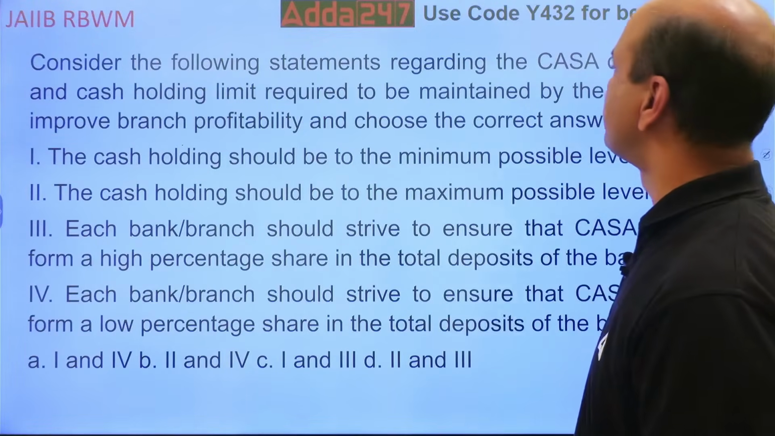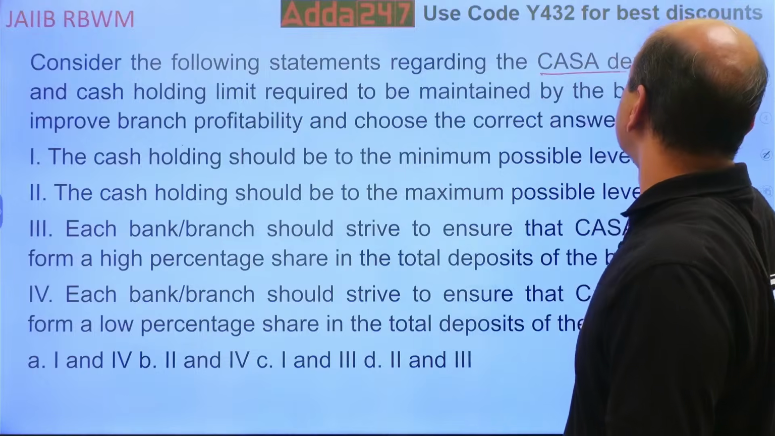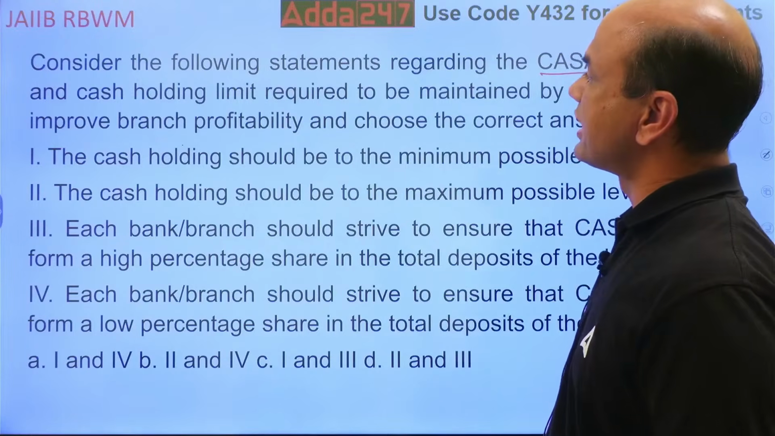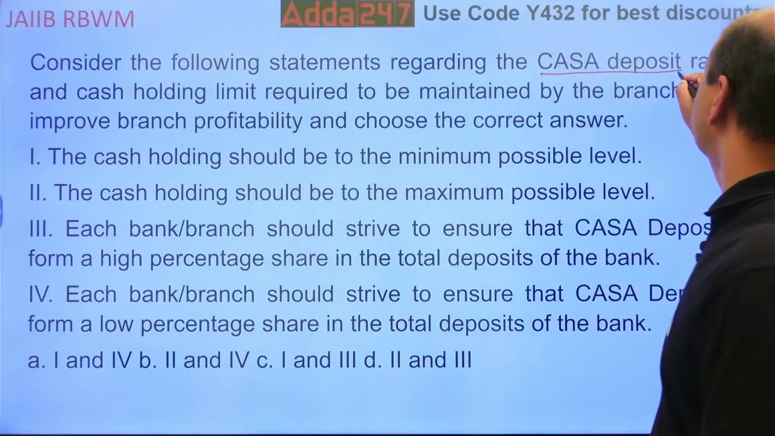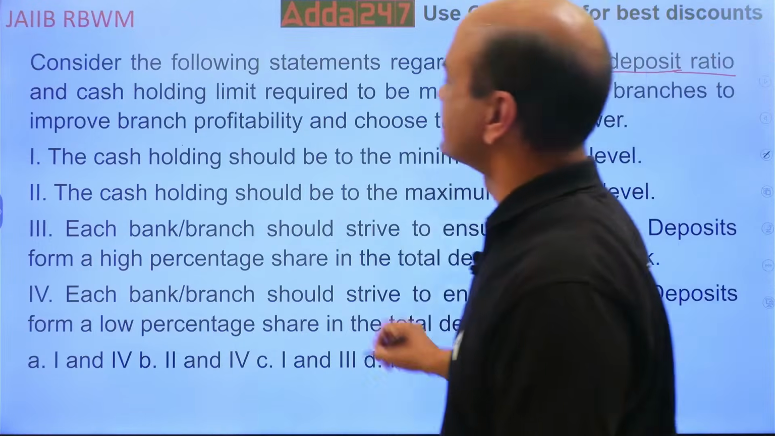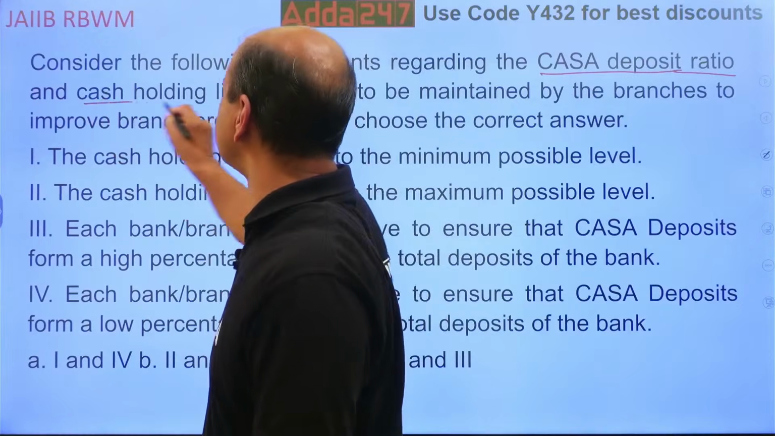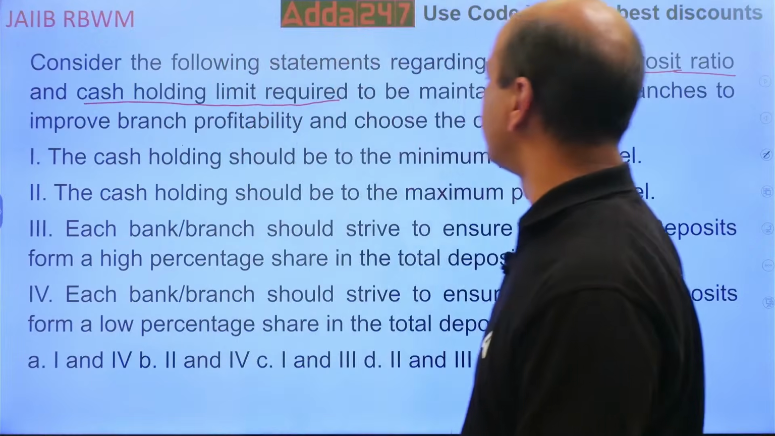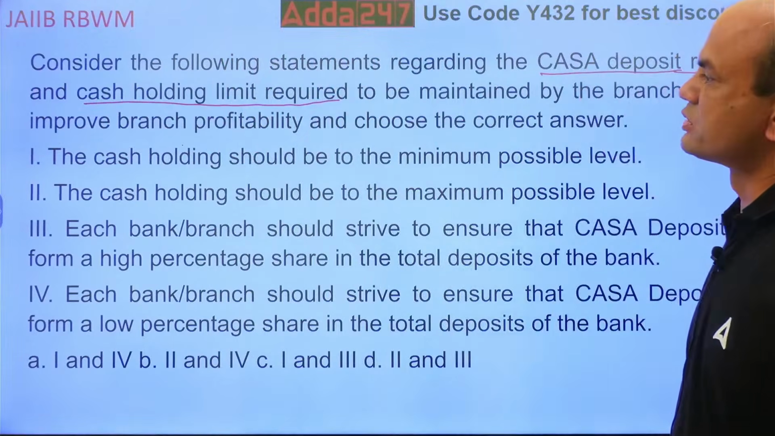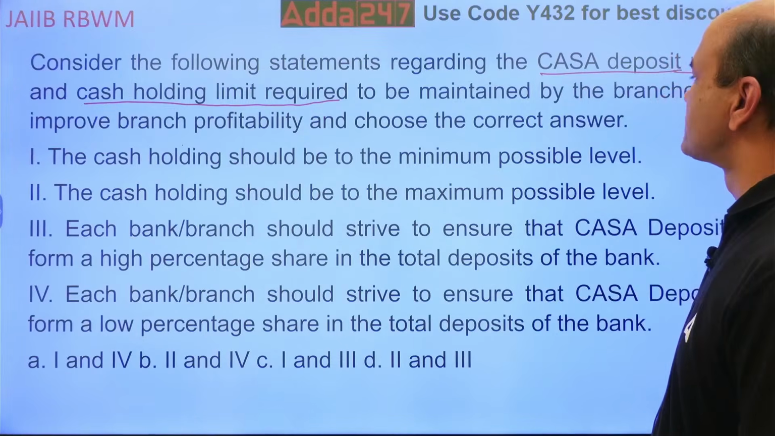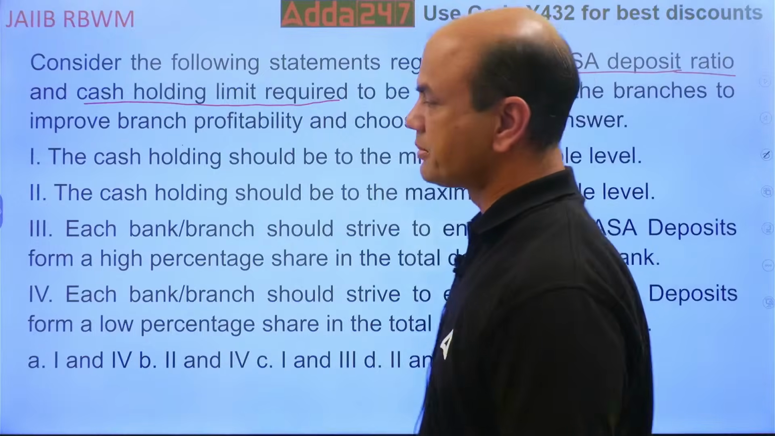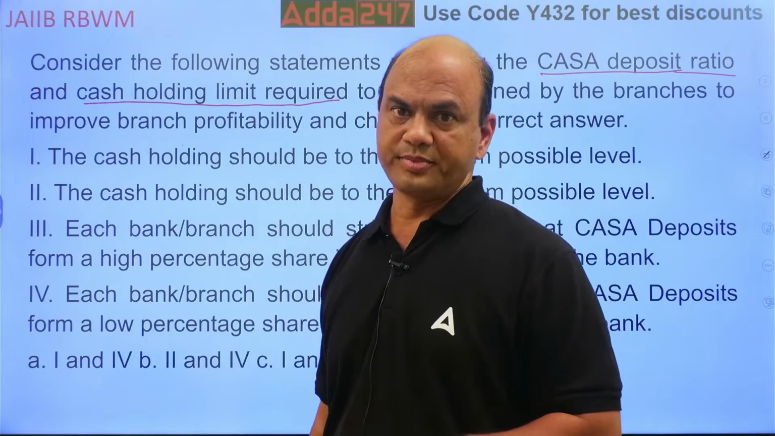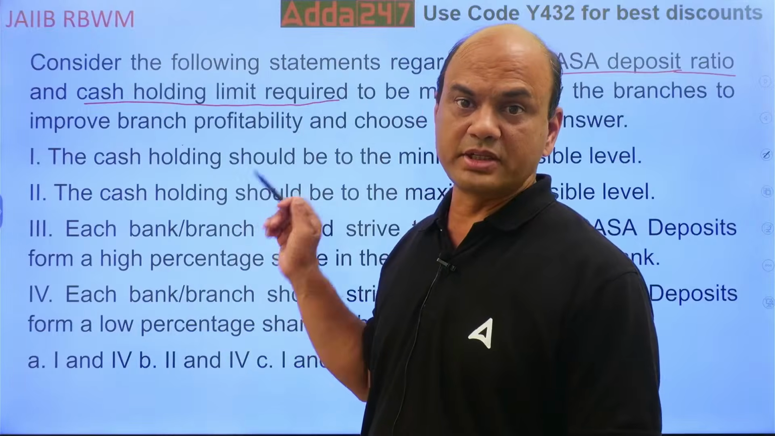Consider the following statements regarding CASA deposit ratio and cash holding limit required to be maintained by the branches to improve the branch profitability, and choose the correct answer. So consider the statements regarding CASA deposit and cash holding.